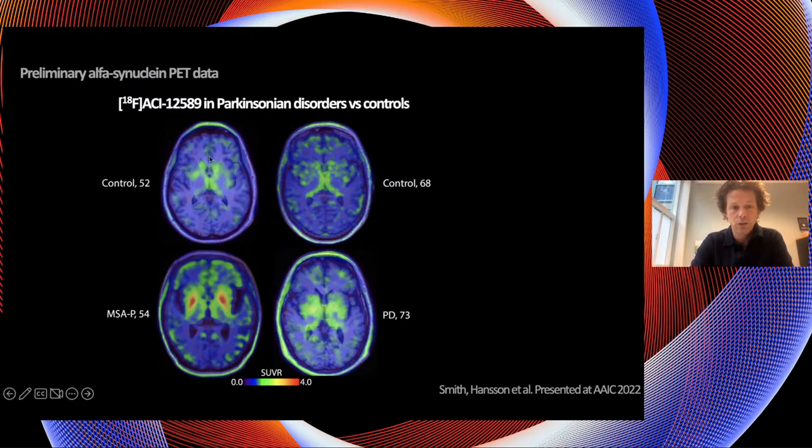And here you can see that compared to age-matched controls, in an individual with multiple system atrophy, a Parkinsonian disorder also caused by alpha-synuclein, there is increased signal relative to the control. And the same is true, although to a more modest degree, in an individual with Parkinson's disease here.